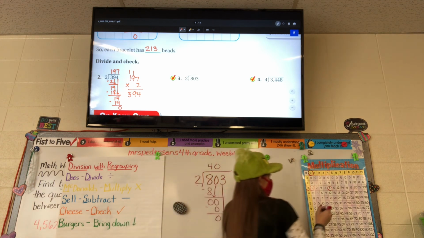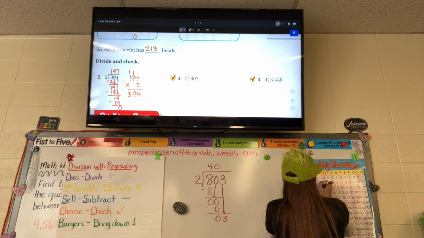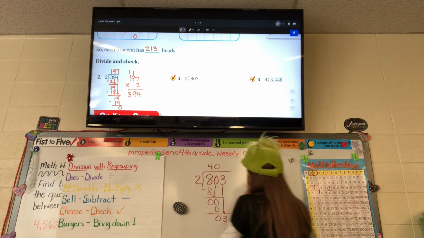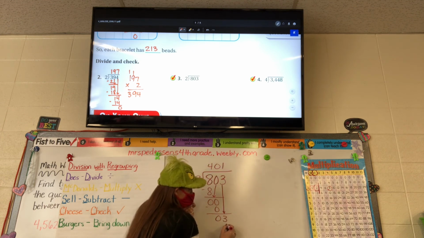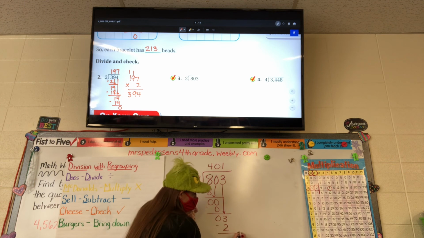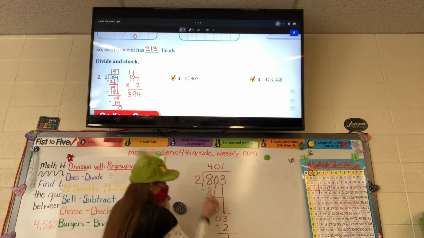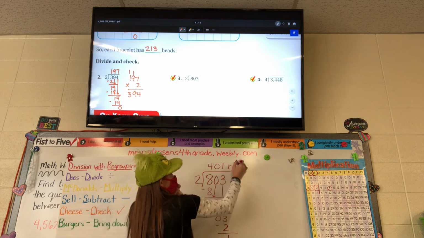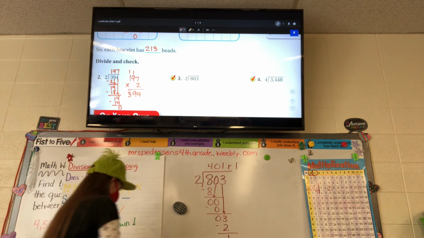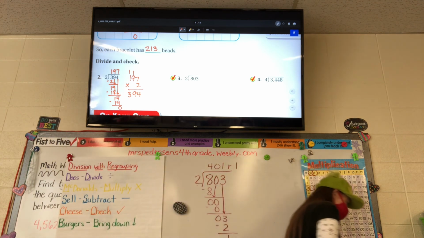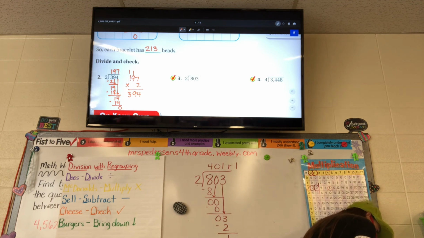Bring yourself back over to the 2 row. 3 would be between 2 and 4. Look to the left, go up. What goes on top? What goes down low? 3 minus 2 equals 1. 1 is less than 2. There's nothing left to bring down. So remainder 1. So I'm going to write it on here so we can check it.